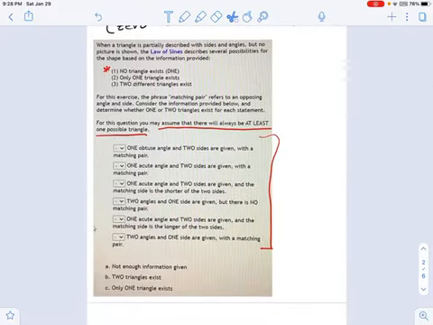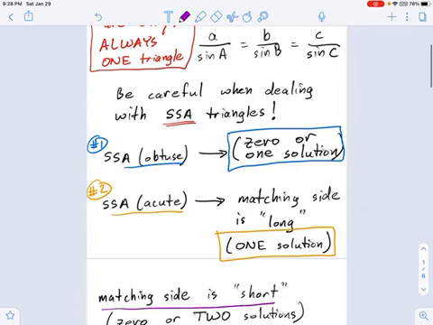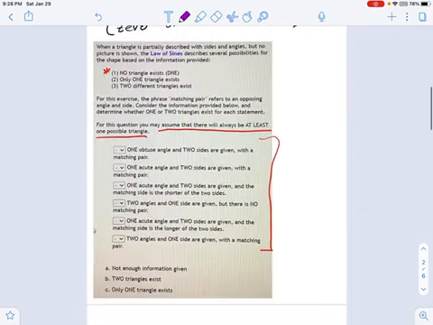Back to this. Your choices are: one triangle exists, two triangles exist, or I'm not sure, it's not clear enough from the information given. Now, if you remember from what I just went over, usually it's just one triangle possible. Let's walk through these and see why.